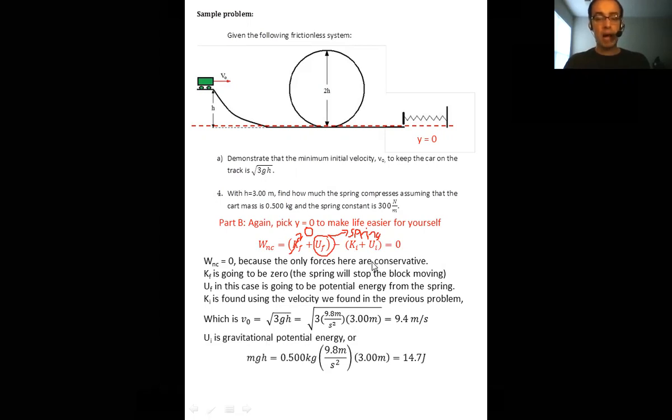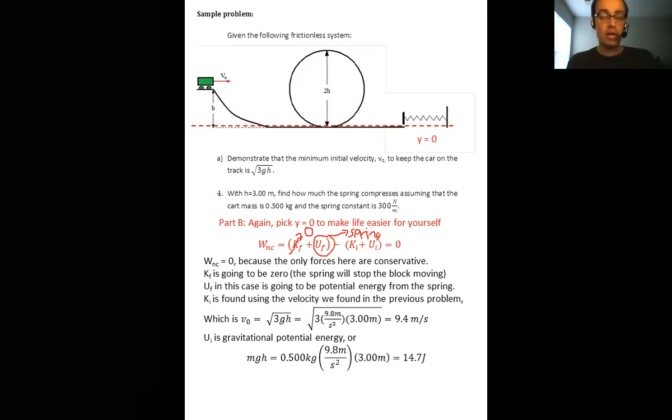And U sub I is the gravitational potential energy, which is mgh, or 0.5 kilograms times 9.8 meters per second squared times 3 meters, or 14.7 joules. That's going to be the gravitational potential energy.